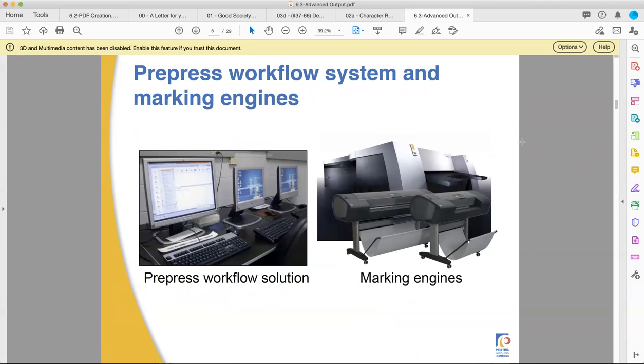The workflow solution sees images one way, the marking engine sees them another way, and we need to talk about how do these two languages translate? Where do they meet? How does one affect the other? How are they similar? How are they different?